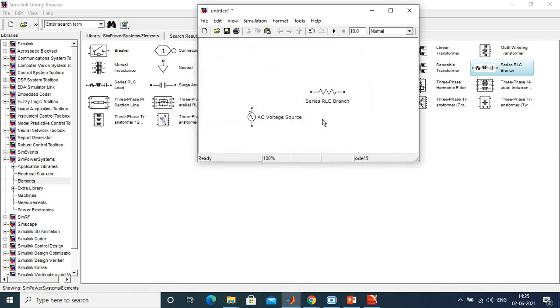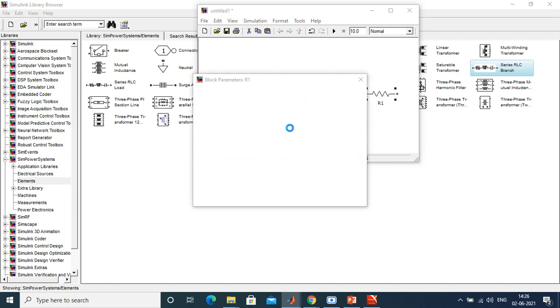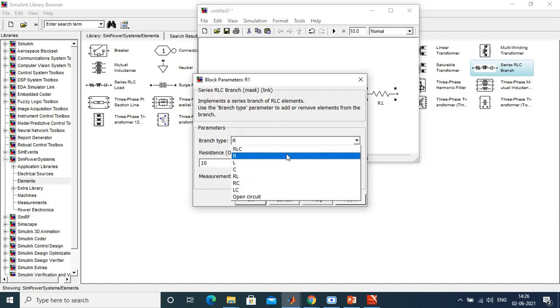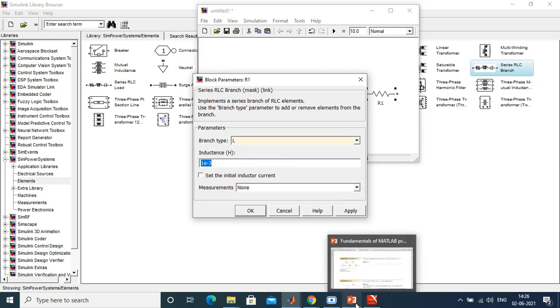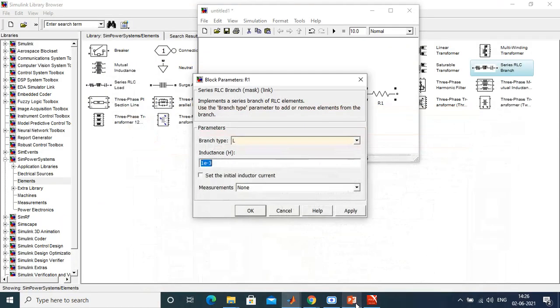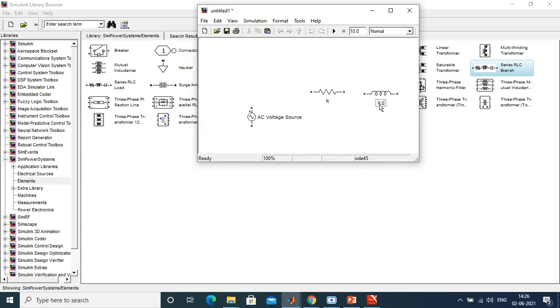Apply. Okay. Next, we can make this as R, and this is L. You can do that by keeping the same branch as it is, no need to worry. Here 10 millihenry we can write as 10 e power minus 3. E power minus 3 means 10 power minus 3. So that's why 10 millihenry, apply. Okay. Next, here this value I will call it as L.